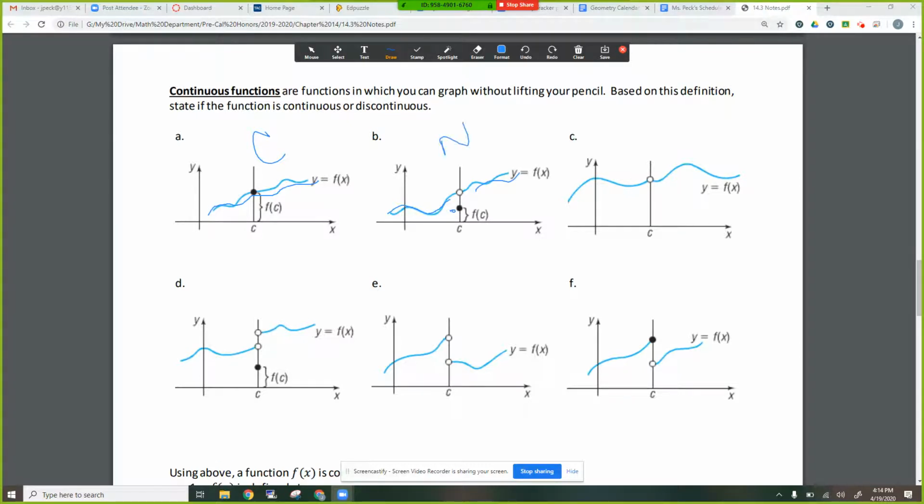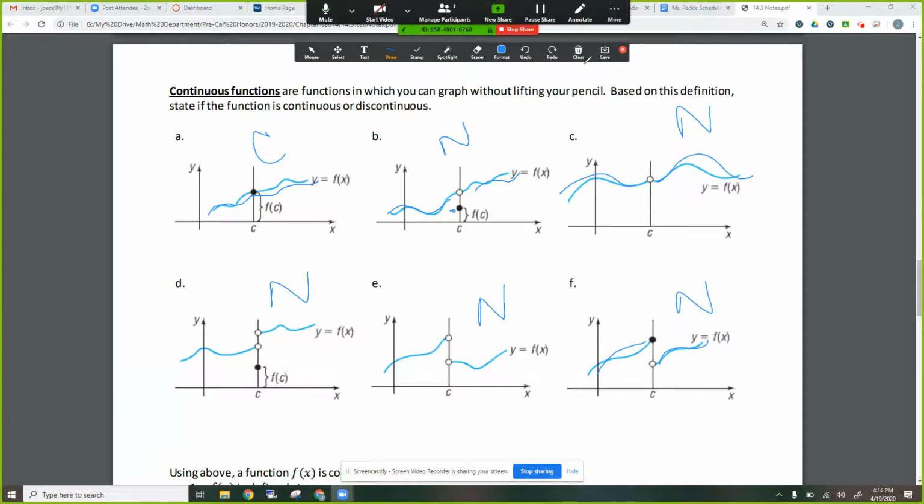So this is not continuous. We would go along, lift our pencil, put our pencil back down, so not continuous. So anytime that we have a hole here, not continuous, we have a hole, not continuous, right? We got to lift our pencil, come down here, we got a hole, not continuous. So without having a picture, we need some kind of rules.